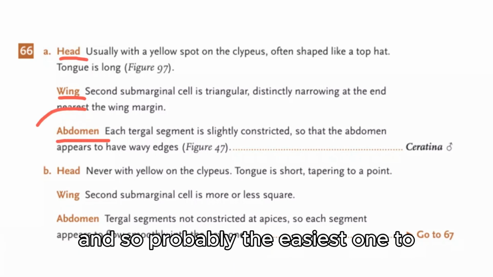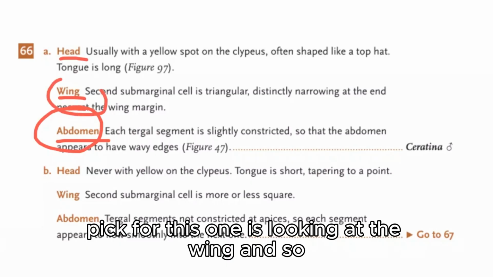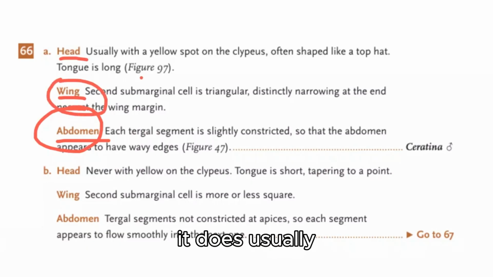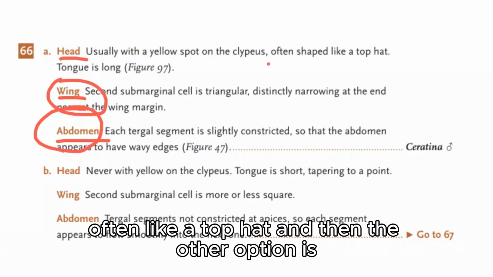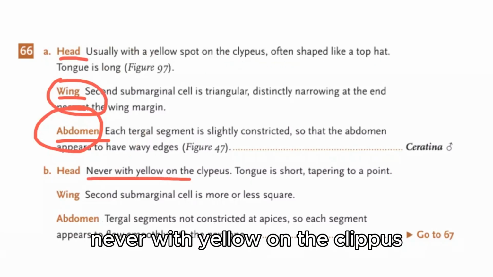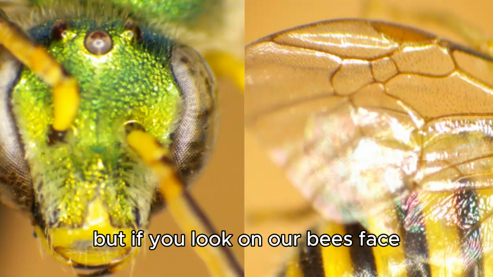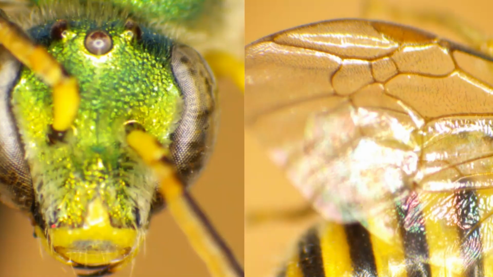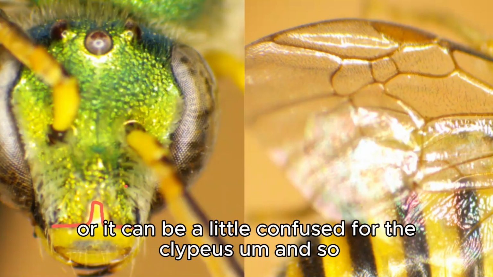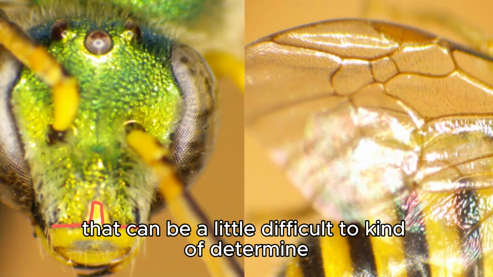And so probably the easiest one to pick for this one is looking at the wing. And so it does usually have a yellow spot, and its clypeus is shaped often like a top hat. And then the other option is never with yellow on the clypeus. But if you look on our bee's face, you can see there is some yellow, or it can be a little confused for the clypeus. And so that can be a little difficult to determine.